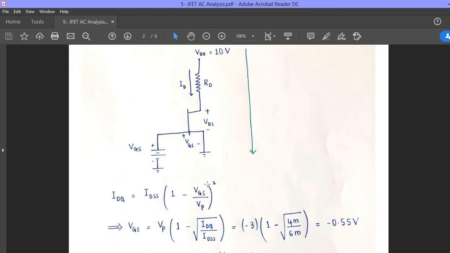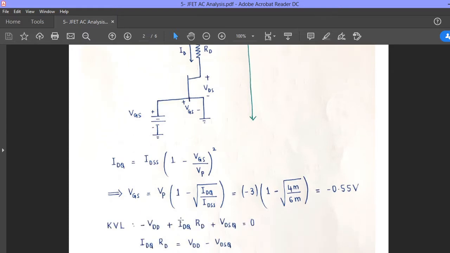By using the Shockley equation, IDQ is equal to IDSS times (1 minus VGS by VP) the whole square. This is the basic equation which we have to keep in mind. While putting in all the values provided in the question itself, we can find out the value of VGS first. So VGS is equal to VP, by transposing IDSS to this side, taking the square root, and multiplying by VP, we can simply find the value of VGS.